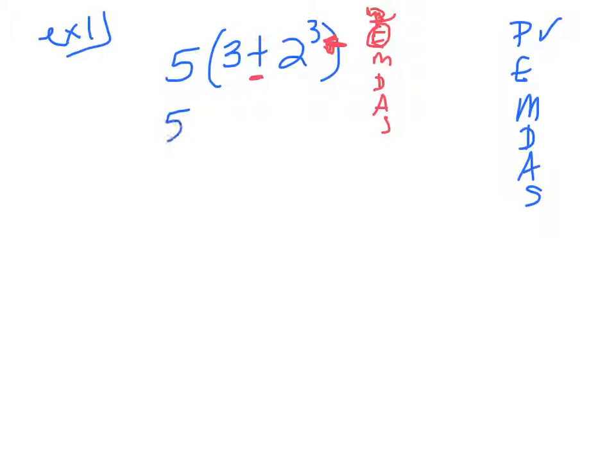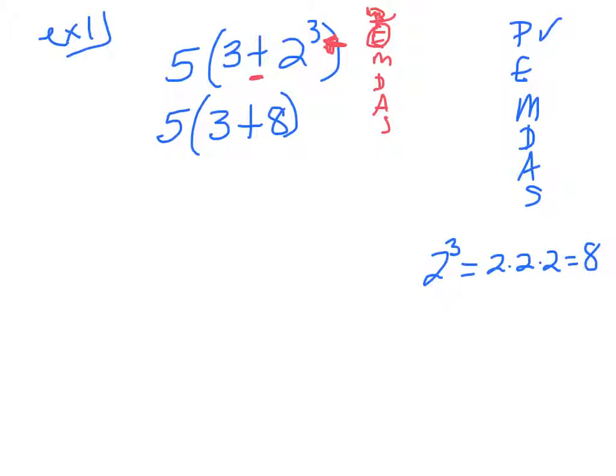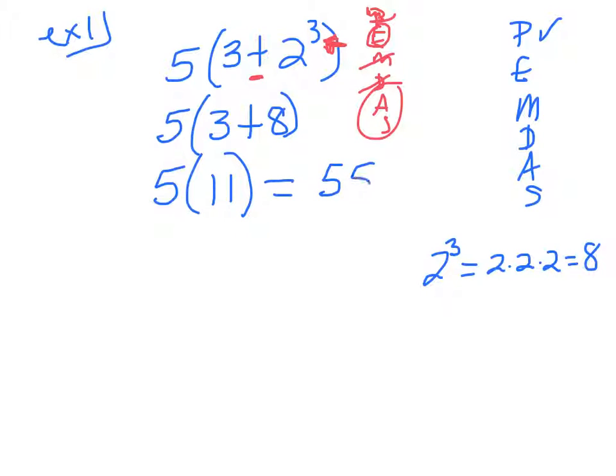I copy the 5, I open the parentheses, I copy the 3 and the plus, and now I need to think of what 2 cubed is. Well, we just did this on the last slide. 2 times 2 is 4, times 2 is 8. So I'm going to put that up here. To finish our little mini problem inside, there is no multiplication or division in our parentheses, which is nice. There's only one thing left to do, and it is an addition. 3 plus 8 gives us 11. Finally, there's only one thing left to do, and that's to multiply and get 55.